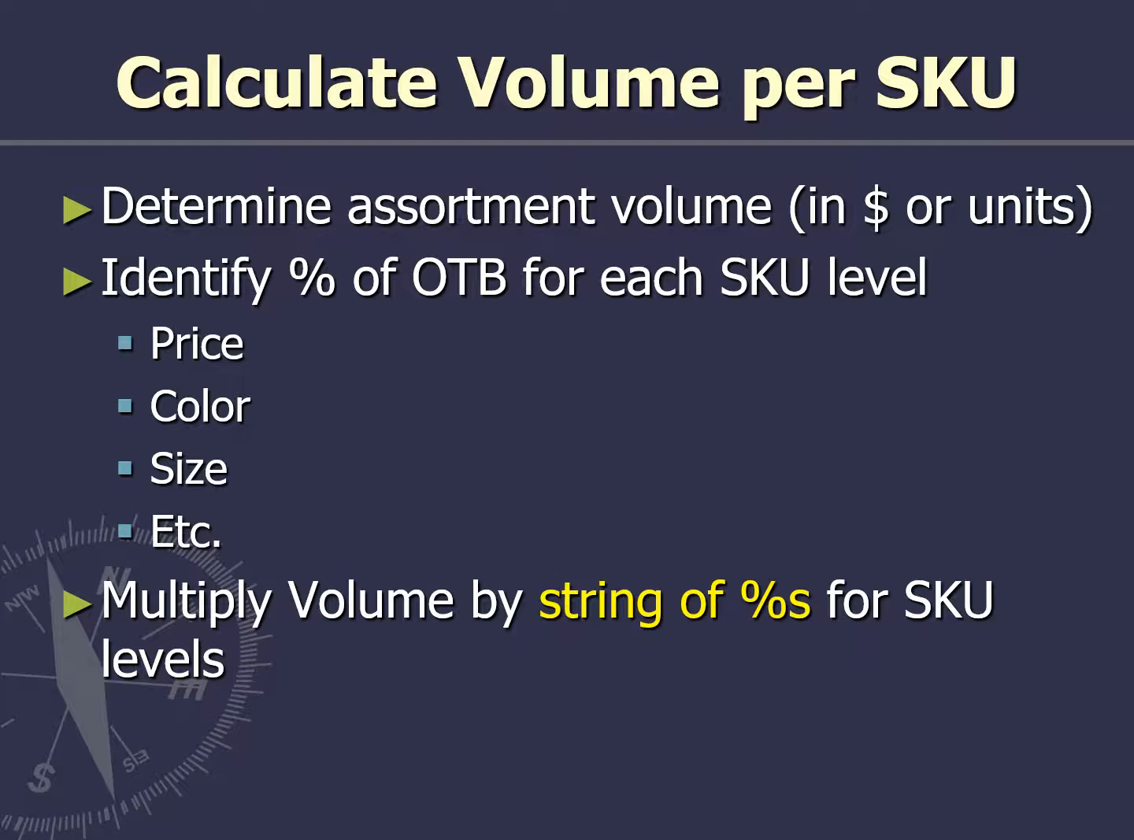And once you have the string of percentages, you multiply all of the percentages and then multiply that by the total volume, or the open to buy volume that you have. That volume could be the number of units or the open to buy dollars. Then you have the answer for how many units or how many dollars you can spend to buy those units for that specific SKU.